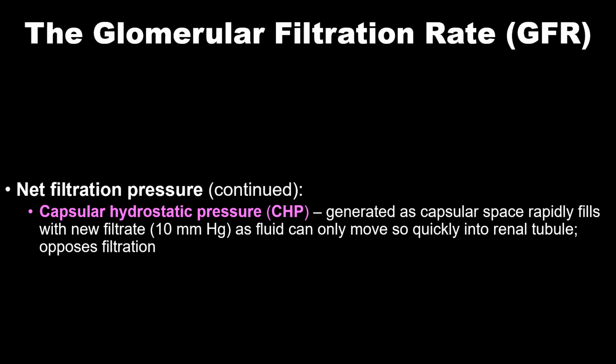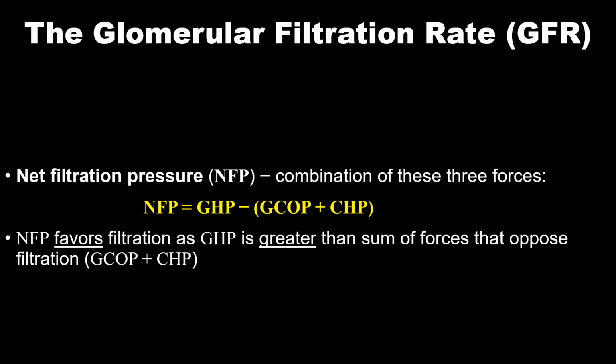But the highest pressure one, the GHP, glomerular hydrostatic pressure, that's going to still be higher normally, and it's going to push more fluid across. So the net filtration pressure should tend to be from glomerulus into glomerular capsule. And that we can see here.